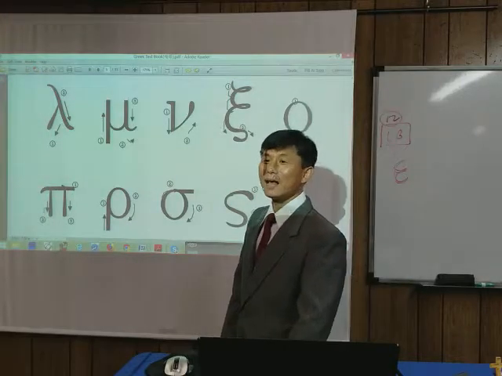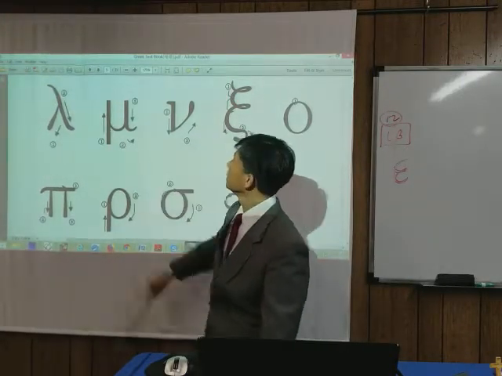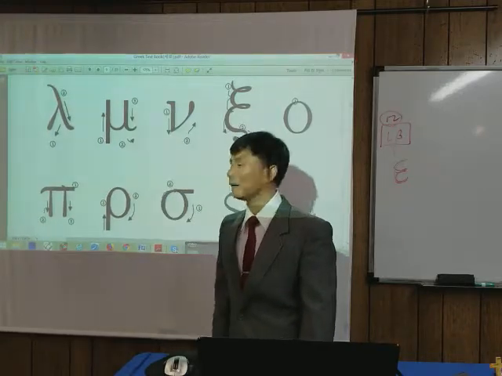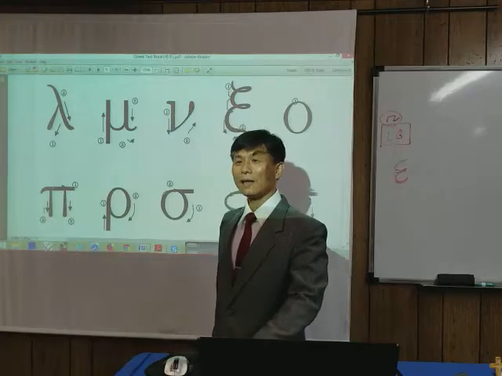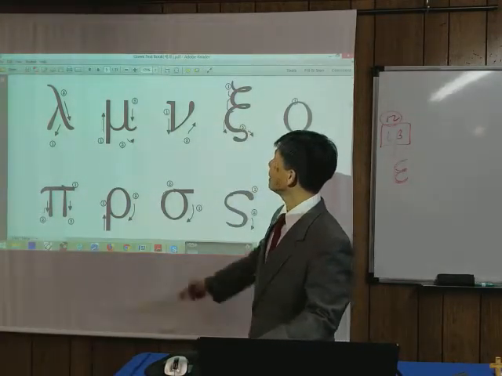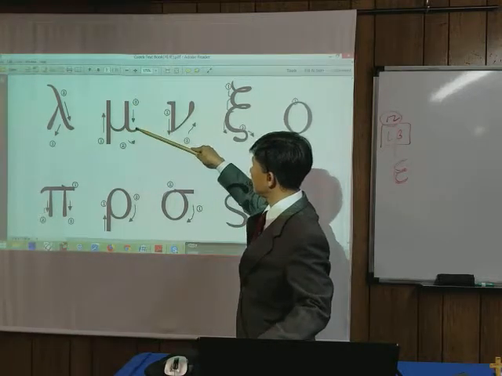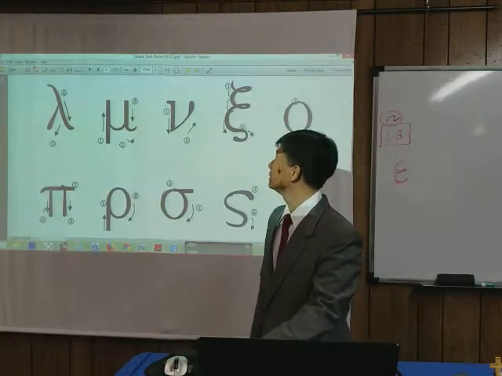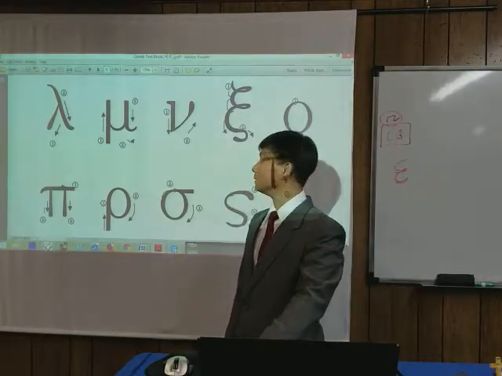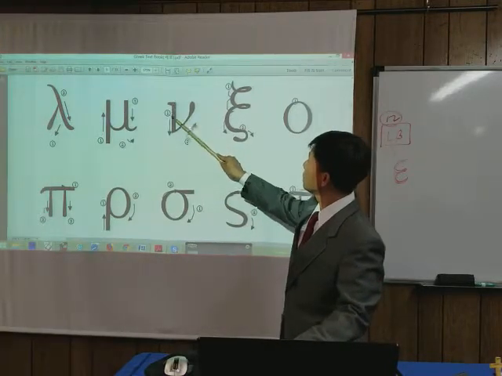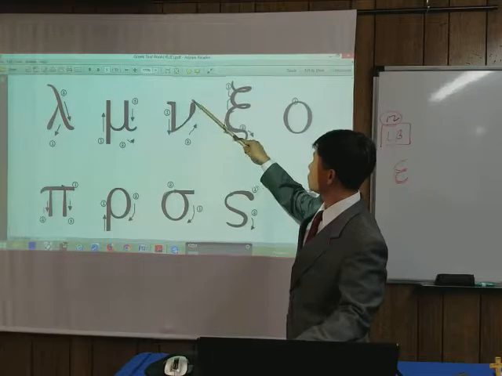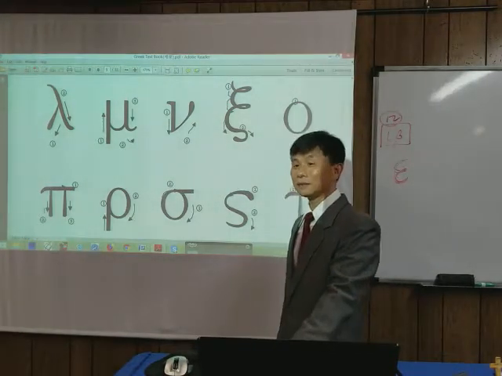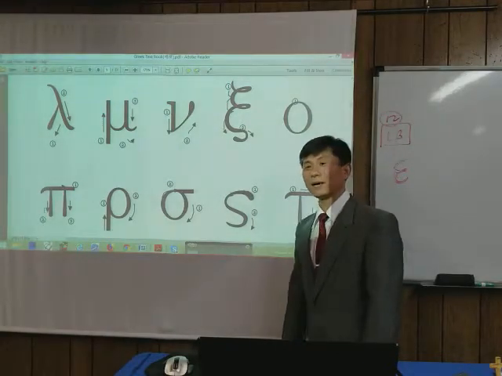The name of the letter, lambda. One, two. Some people start from here, or from here; either is fine. The pronunciation is L sound. And then next one, one, two, three. The name? Mi. The pronunciation is M sound in English. Next one, one, two. The name? Ni. The pronunciation is N sound in English.